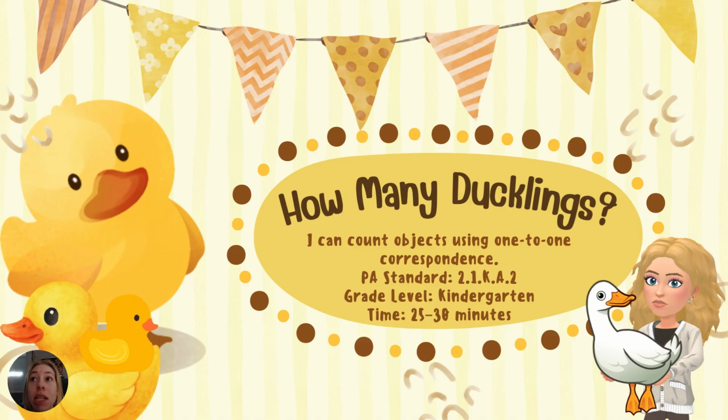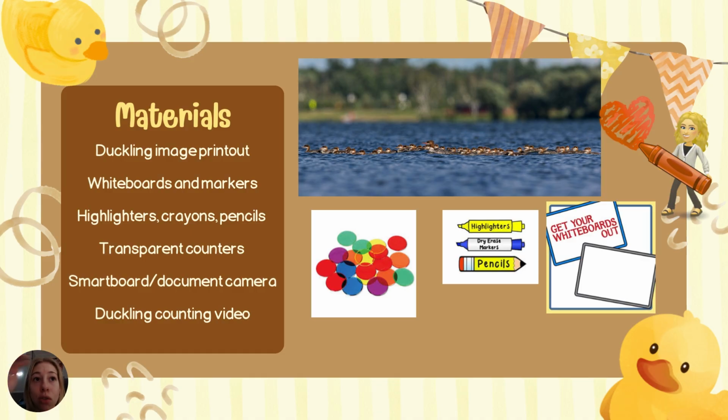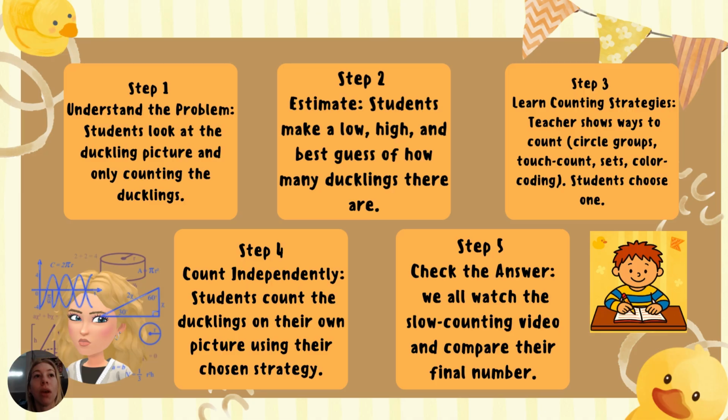Hopefully by the end of this lesson, the students will be able to count accurately using one-on-one correspondence, choose a strategy to keep track of their counting, write the total number of objects counted, and explain how they got their answer. So the materials for my lesson are the duckling image printout, which I have right here on the side of the screen, whiteboards and markers, highlighters, crayons, and pencils, transparent counters, a smartboard or a document camera, and then the final duckling counting video. So I'm going to go through these steps of my lesson very briefly.